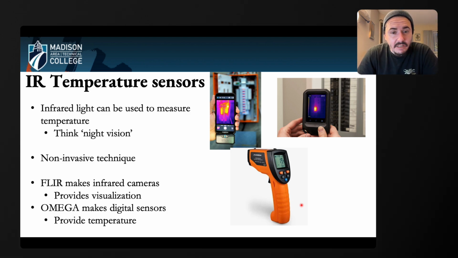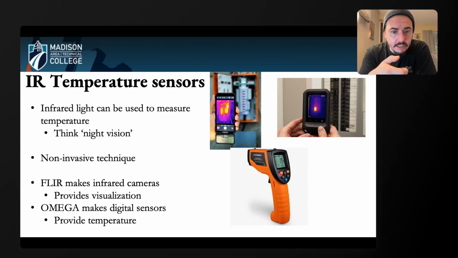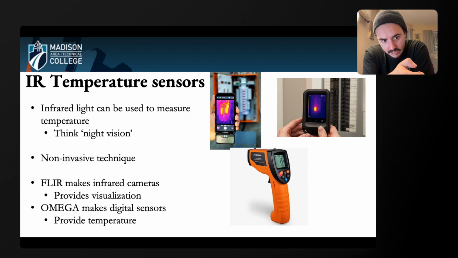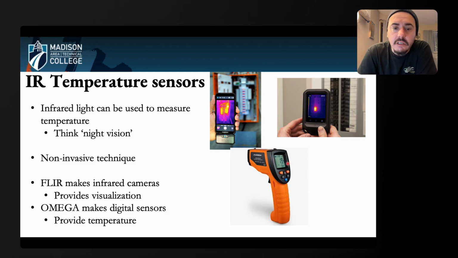And so this is nice. Like I said, this is a non-invasive technique, and there's a few different kinds of probes and styles. So this one down here is just an Omega little gun, and I point it at whatever I'm trying to measure the temperature at, pull the trigger, hold it for a few seconds, and then this digital readout tells me what the temperature is.